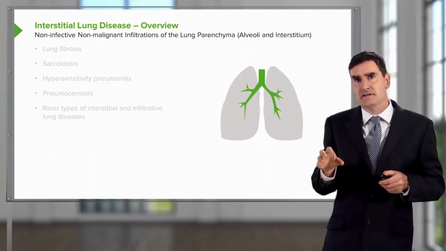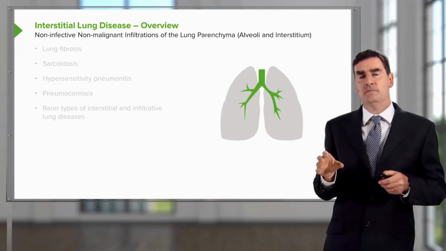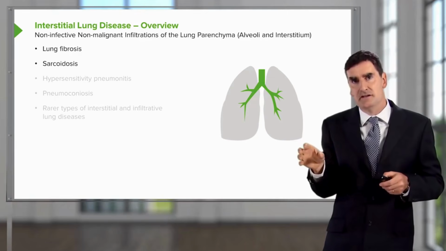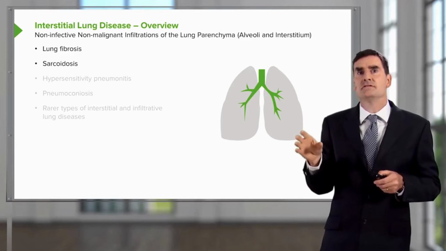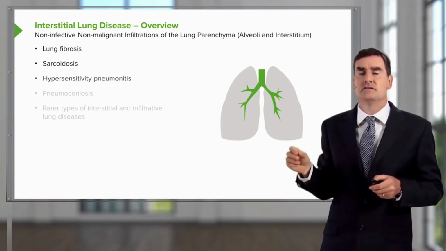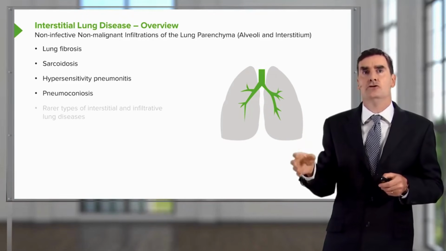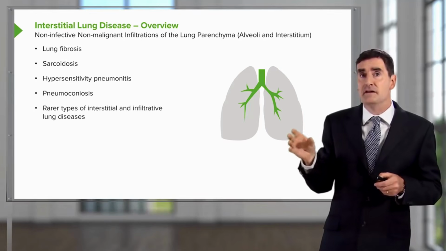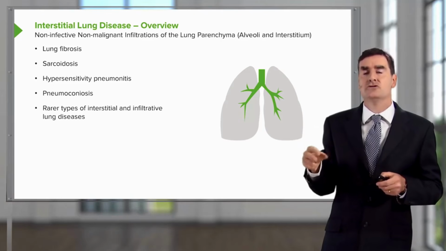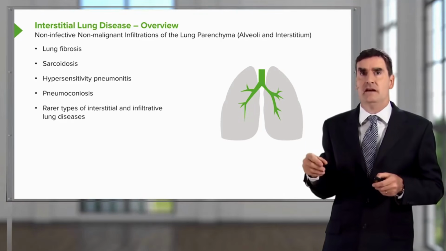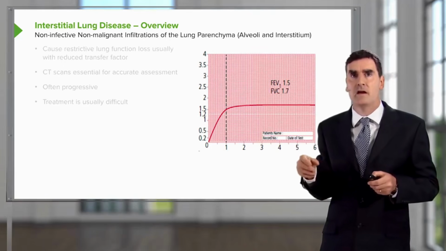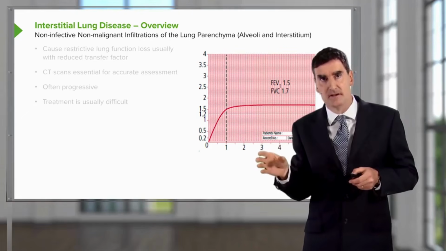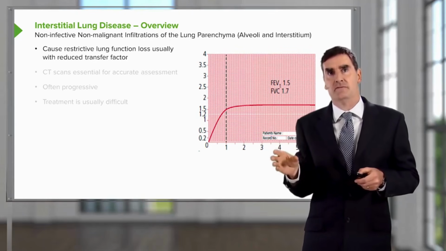There are a range of diseases in this category, the most important of which are lung fibrosis and sarcoidosis. In addition, there are diseases which are responses to inhaled substances and antigens, such as hypersensitivity pneumonitis and pneumoconiosis, and a large range of unusual and very rare interstitial and infiltrative lung diseases, which are normally included in the ILD category.